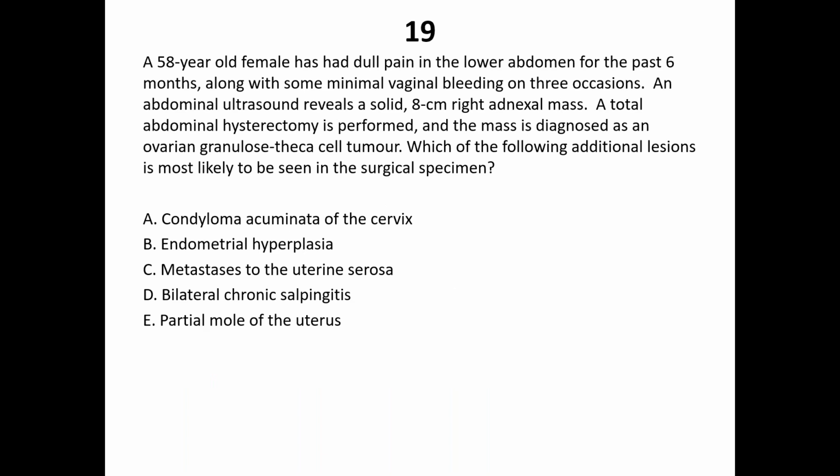A 58-year-old female has had dull pain in the lower abdomen for the past 6 months, along with some minimal vaginal bleeding on 3 occasions. An abdominal ultrasound reveals an 8 centimeter adnexal mass. Abdominal hysterectomy is performed and the mass is diagnosed as an ovarian granulosa theca cell tumor. Which of the following additional lesions is most likely to be seen in the surgical specimen? Endometrial hyperplasia associated with this tumor.